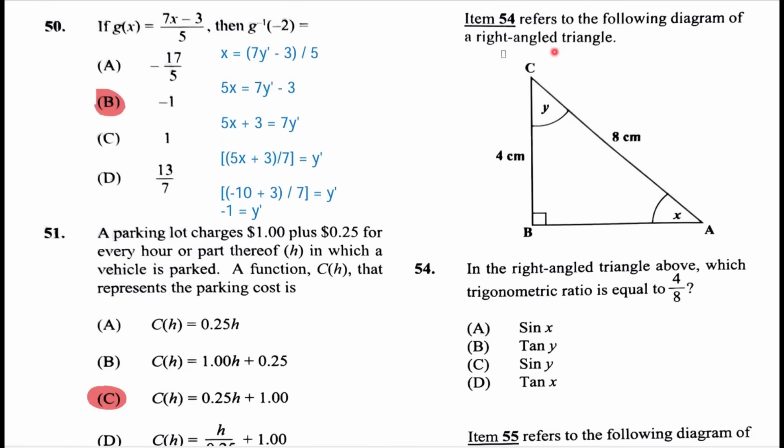Item 54, in the diagram of the right angle triangle above, which trigonometric ratio is equal to 4 over 8? Sine of x is opposite over hypotenuse, which will be 4 over 8, so it's sine x. That's straightforward.